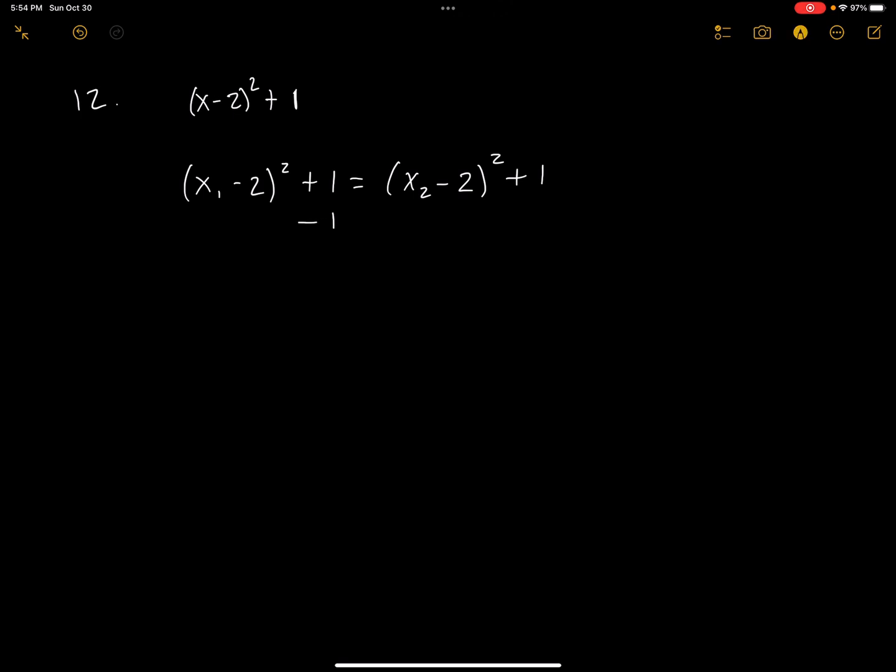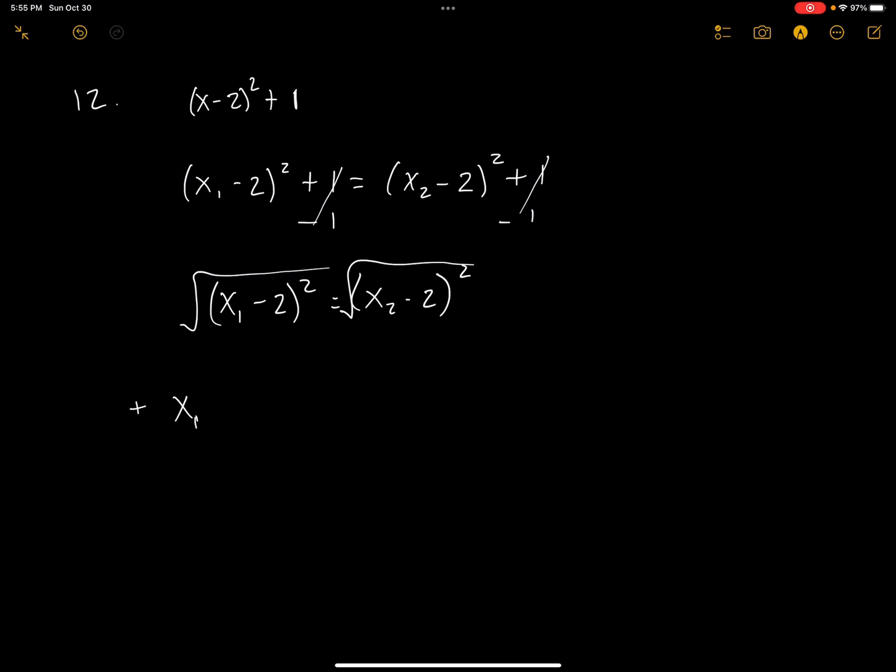So if I subtract 1 from both sides, they cancel, and I've got (x1 minus 2) squared equals (x2 minus 2) squared. Now, when I take the square root of both sides, remember that the square root could be either positive or negative. So on this side, let's say we have plus or minus (x1 minus 2) equals plus or minus (x2 minus 2), right? So basically, this is giving us four options right here.